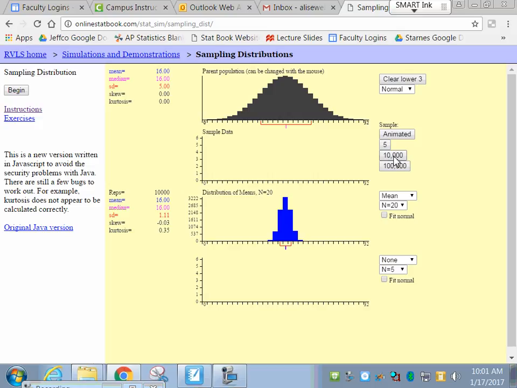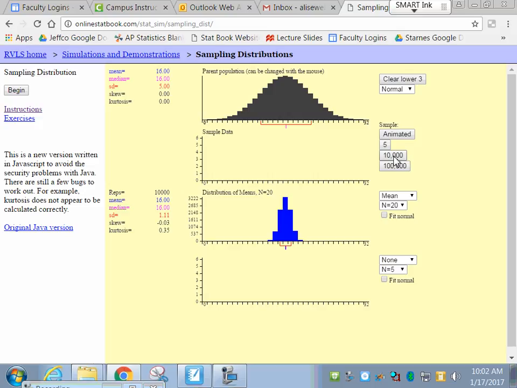All right, so shapes are pretty similar, right? Both are still symmetric. How about the means? We got a better mean this time of 16, right? It's closer. And how about the standard deviations? Last time we got 2.2. What did we get this time? 1.11. Why is this smaller?